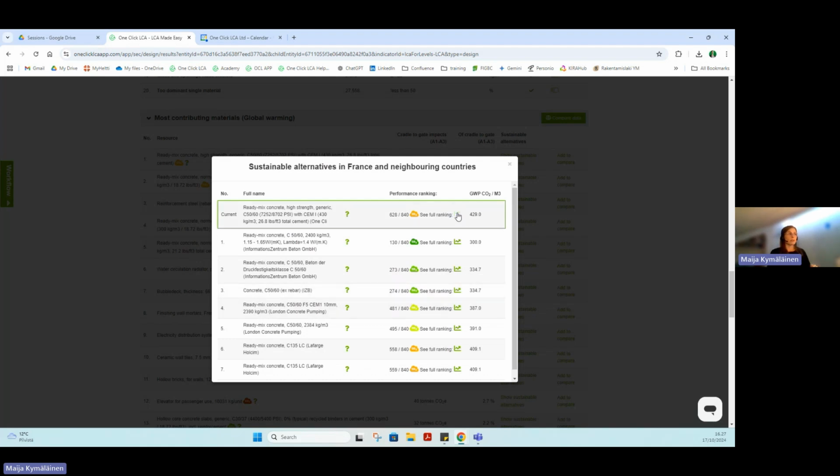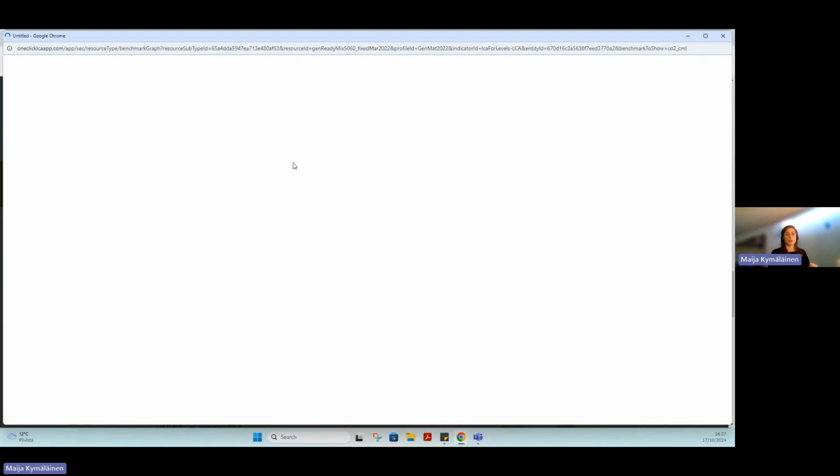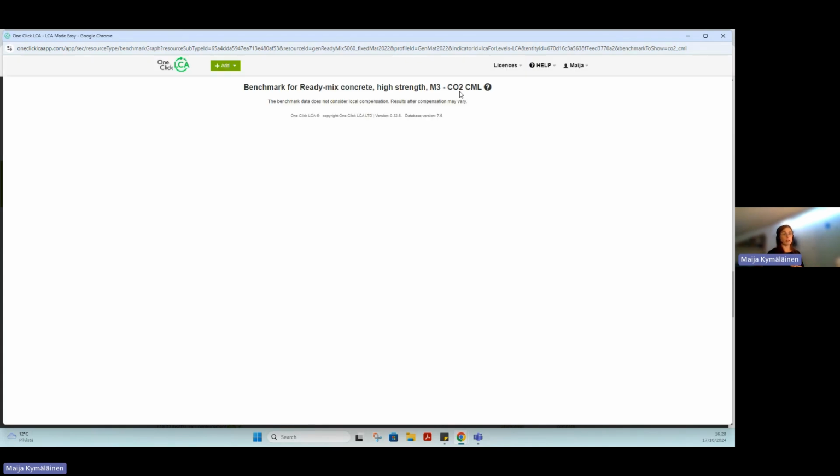And here we can also see the full ranking. So for our specific material, this shows how it compares to all the materials with similar function. They might not be totally corresponding, but for example, for C50/60 concrete it would have to compare to concretes that have similar characteristics.